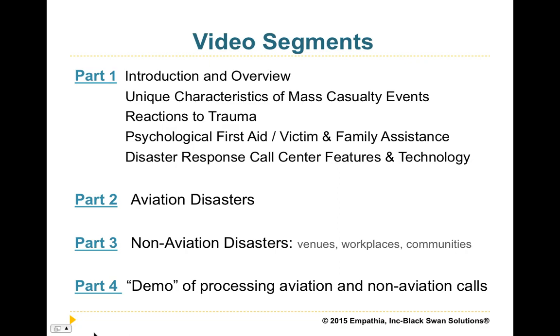So part one, which you are viewing currently, provides an overview. We're going to talk about mass casualty events and a bit about trauma and people's reaction to it. Liken that to psychological first aid and victim and family assistance. And then finally, I'll conclude with an overview of the call center, some of its features and technology, both for voice and data. The second module will confine itself strictly to aviation disasters.